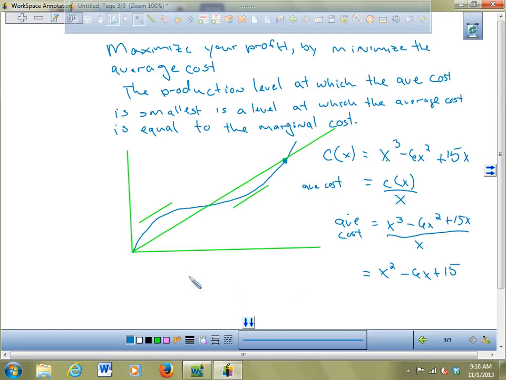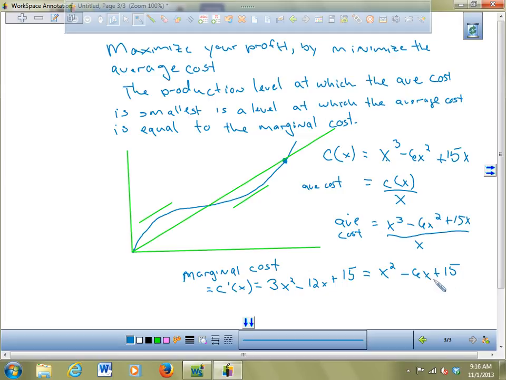How do I find my marginal cost? Marginal cost, remember, is the derivative of the cost equation. So that's C prime of x, and in this case, that's equal to the derivative of that, which is not the same as this, right? The derivative of that is 3x squared minus 12x plus 15. And you set these two things equal, and you solve for x.